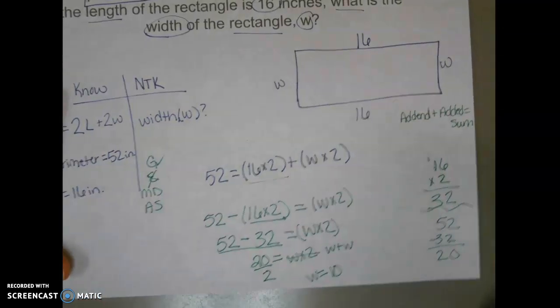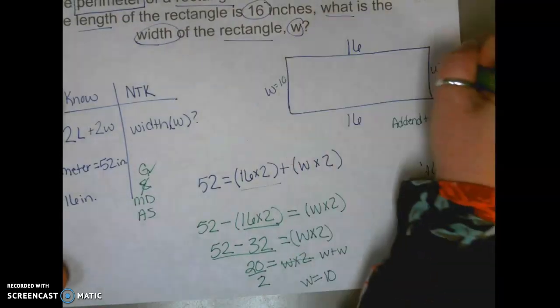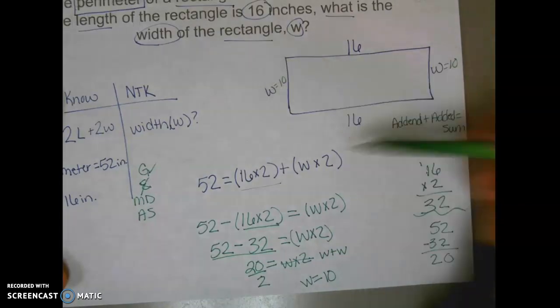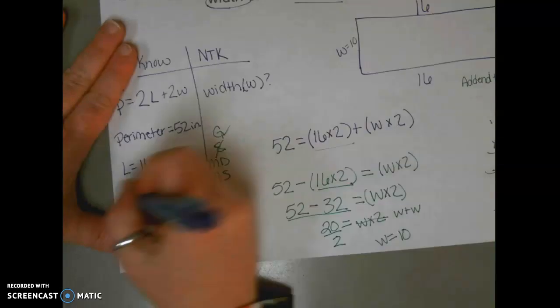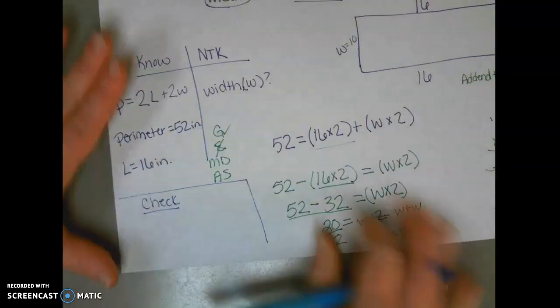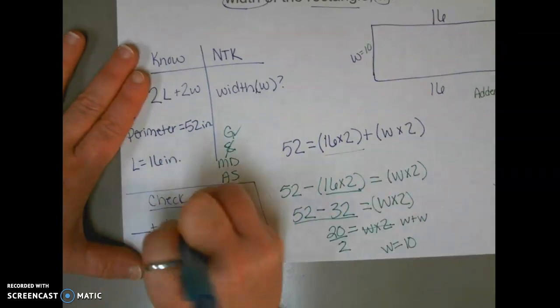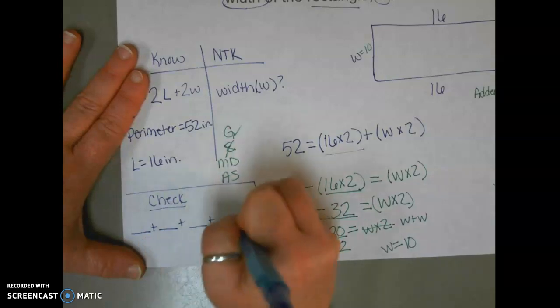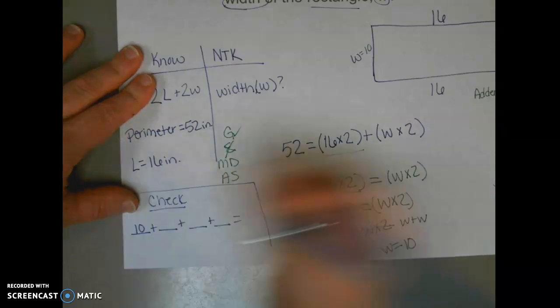I can go and check my work by plugging all these numbers in. So if I say W equals 10, to find my perimeter, I would add up all the sides or re-plug into my formula. I'm going to just add up all my sides to double check that I am correct. So here's my check down here. A rectangle is a quadrilateral with 4 sides. Here's my 4 numbers, and it's going to equal something. I will just start plugging my numbers in.